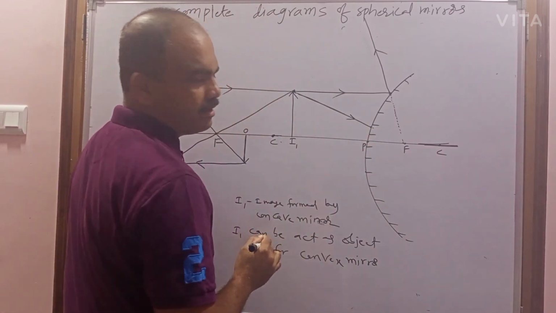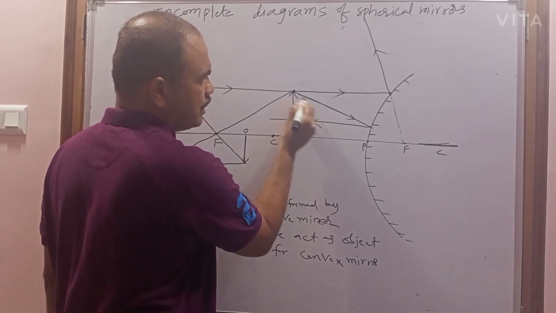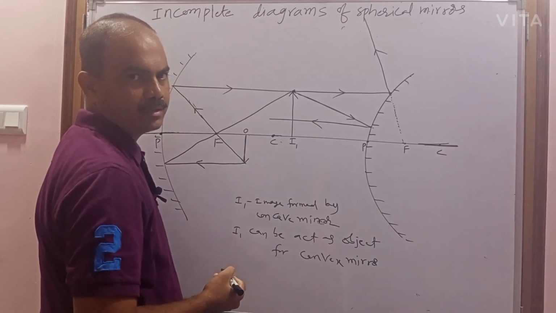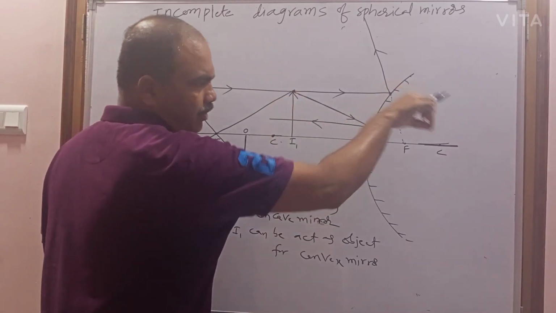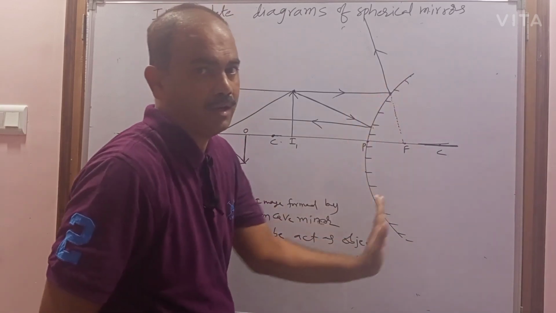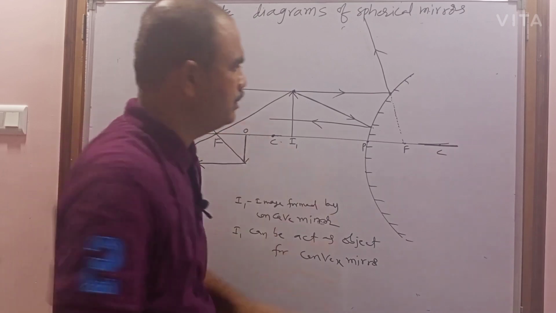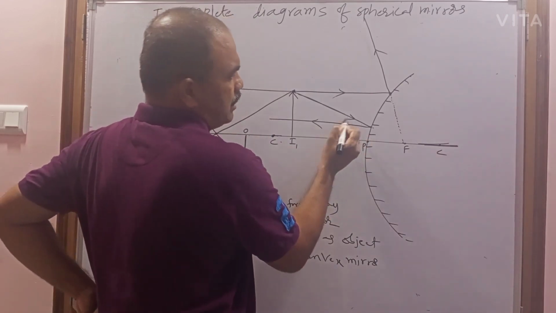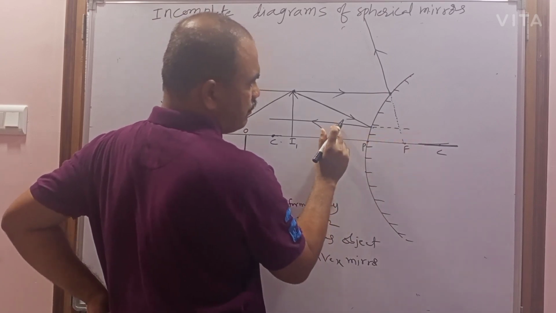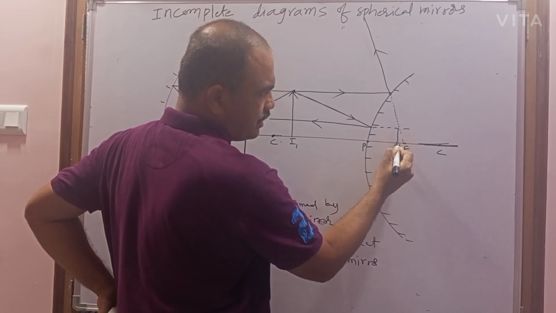Now after reflection, what happens? It is parallel to the principal axis. Now where is the image formed? It is formed behind the mirror, because it is a convex mirror. A convex mirror forms all its images behind the mirror; they are virtual and erect. Now this reflected ray and this reflected ray are extended back. Where they intersect, here, is the image formed.